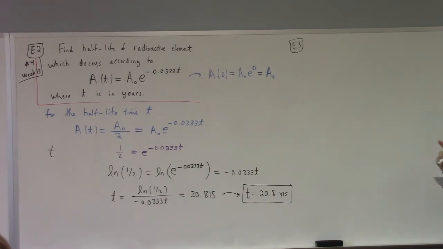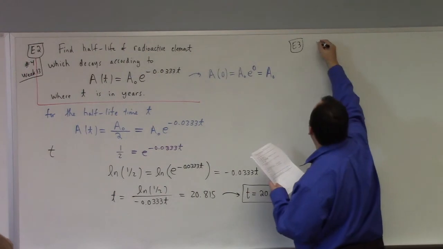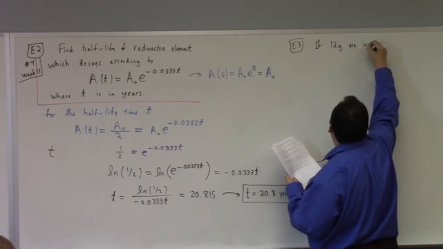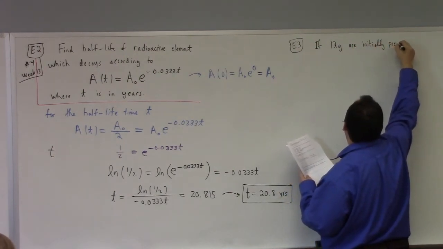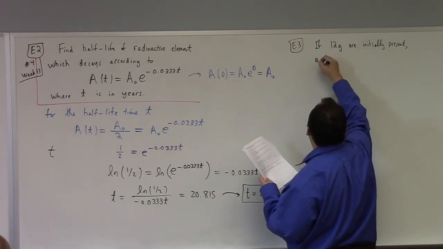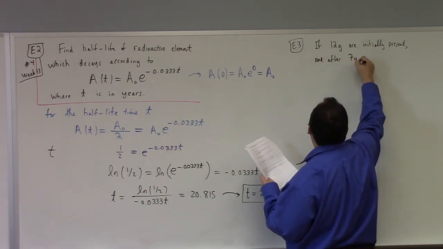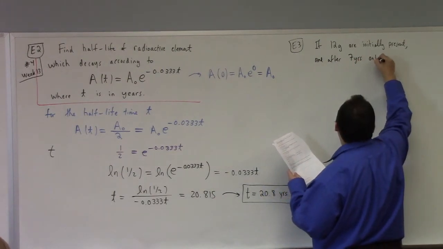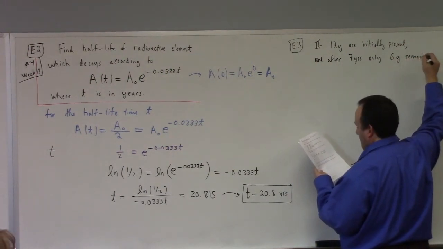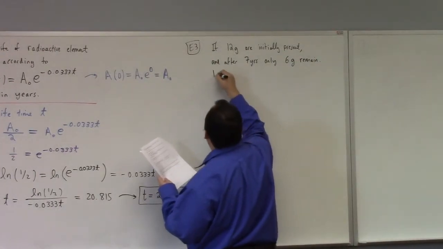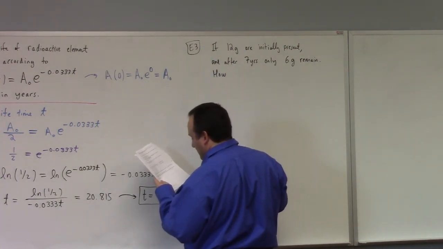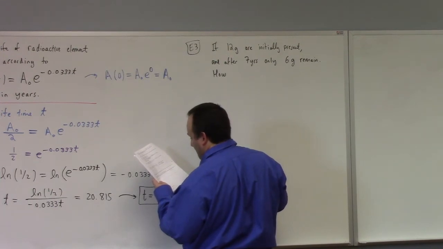Here's the question. If 12 grams of a radioactive substance are initially present, and after 7 years only 6 grams remain. Oh man, I thought it was going to ask me what's the half-life, and I was going to be like, well, apparently 7 years. But anyway, here's the question. How much of the substance will be present after 18 years?